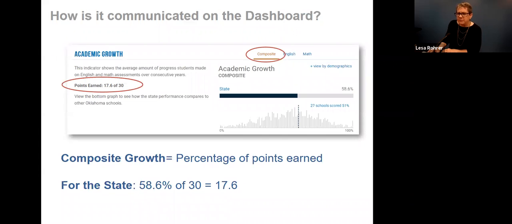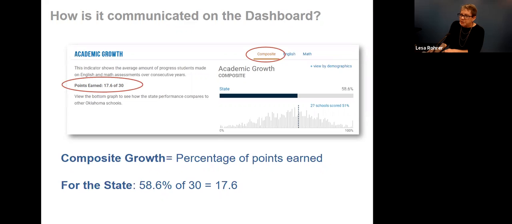Again, on this one, it was a little tricky for me to think about this, so I thought I'd include it here. When we're looking at that composite growth score, that is the percentage of points earned. So for the state, out of that 30 points possible, we earned 58.6% of them, or 17.6 points of that 30. And that gives us that distribution of where that falls.